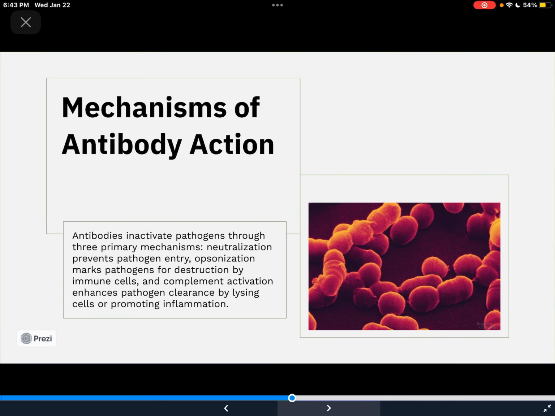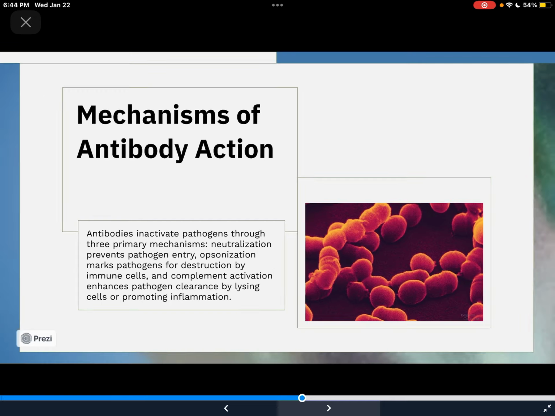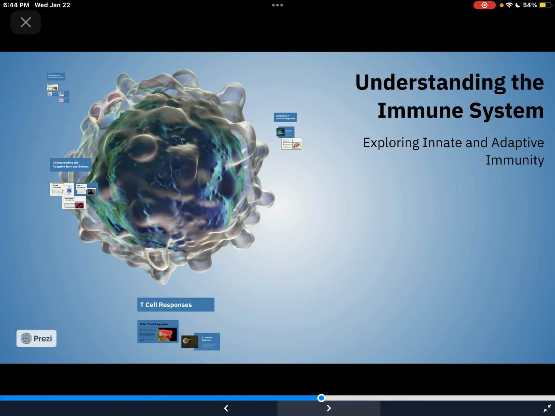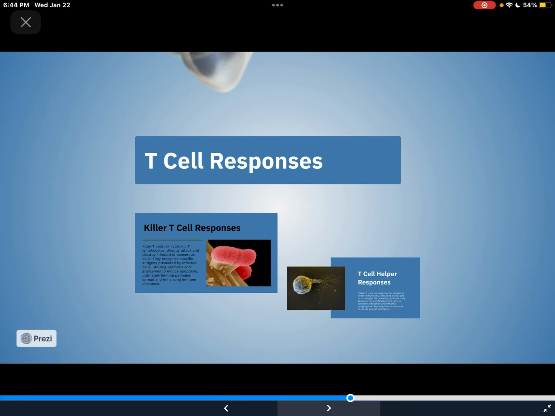And the mechanisms: antibodies inactivate pathogens through three primary mechanisms. Neutralization prevents pathogen entry, opsonization marks pathogens for destruction by immune cells, and complement activation enhances pathogen clearance by lysing cells or promoting inflammation. Lysing cells is just cutting them open. Lyse. They rhyme.